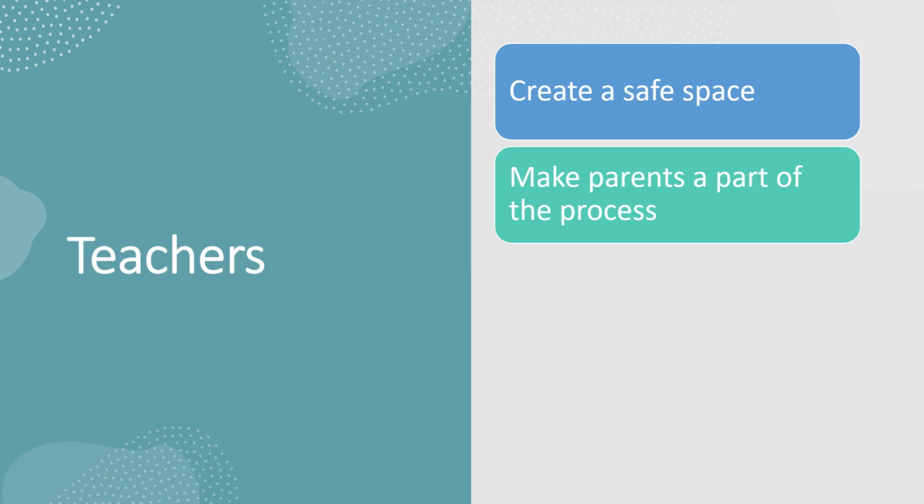Number 2, make parents a part of the process. Parents really do care about their child's education. They want to make sure that their children are learning things that are relevant, that are important, and that will help prepare them for the future. There's a couple different ways in which you can include parents in the process.